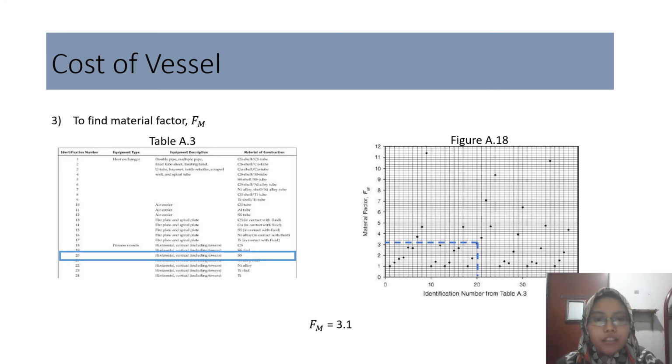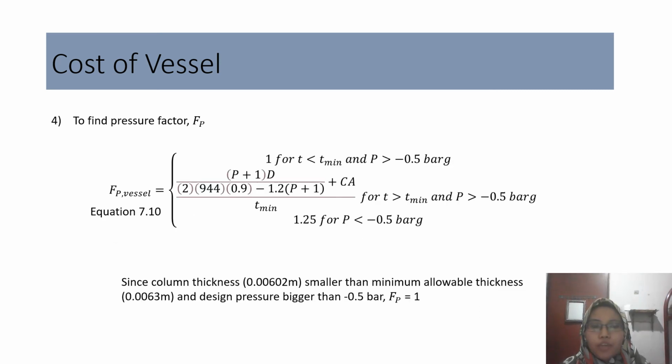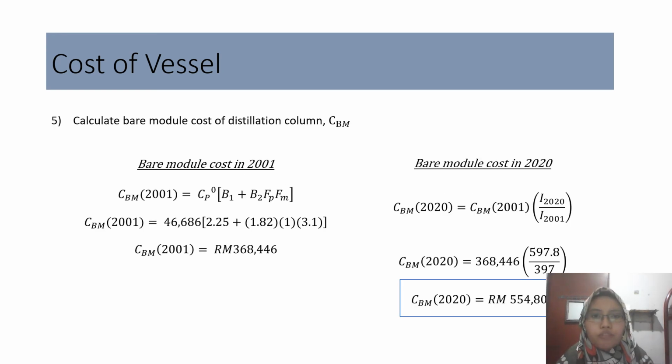For the material factor, the ideal number of process vessels made out of stainless steel is 20 from table A3, and thus from figure A18, Fm equals 3.1. For the pressure factor, the equation is given here in the slide. As our column thickness is smaller than the minimum allowable thickness and the design pressure is bigger than negative 0.5 bar, Fp is equal to 1. By substituting all the values into equation A4 from before, we get our CBM in 2001 for the vessel as shown here in the slide. To get it in 2020, we use the index, and our final CBM in 2020 is 544,803 ringgit.